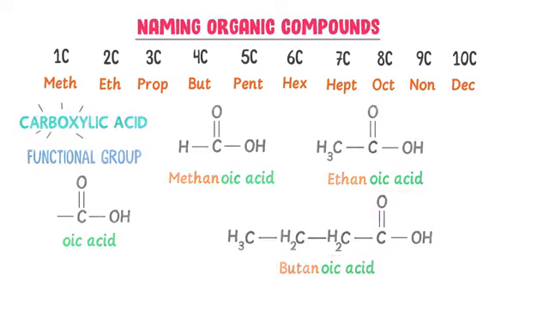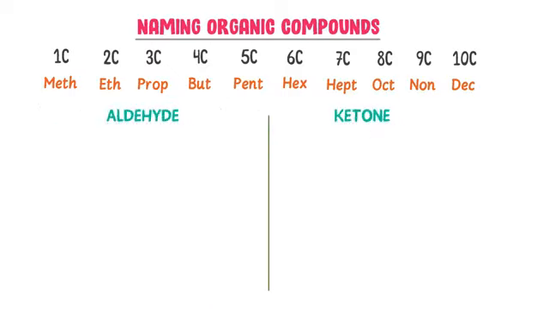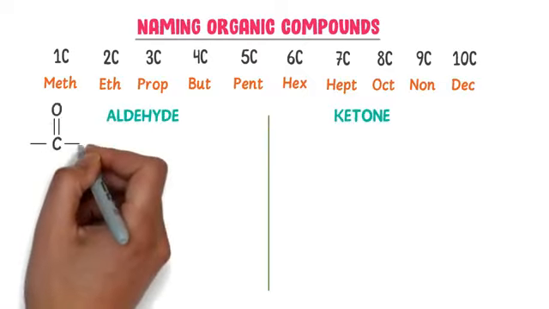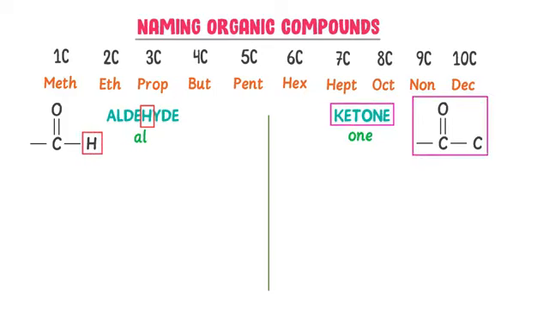Finally, let me teach you naming organic compounds of aldehydes and ketones. The functional group of aldehyde is C double bond O single bond H, and we use "al" for it. While the functional group of ketones is C double bond O single bond carbon. We use "one" for it. My personal mnemonic to remember these 2 functional groups is to remember the H in aldehyde and no H in ketones. It means there is hydrogen in the functional group of aldehyde and no hydrogen in the functional group of ketones.